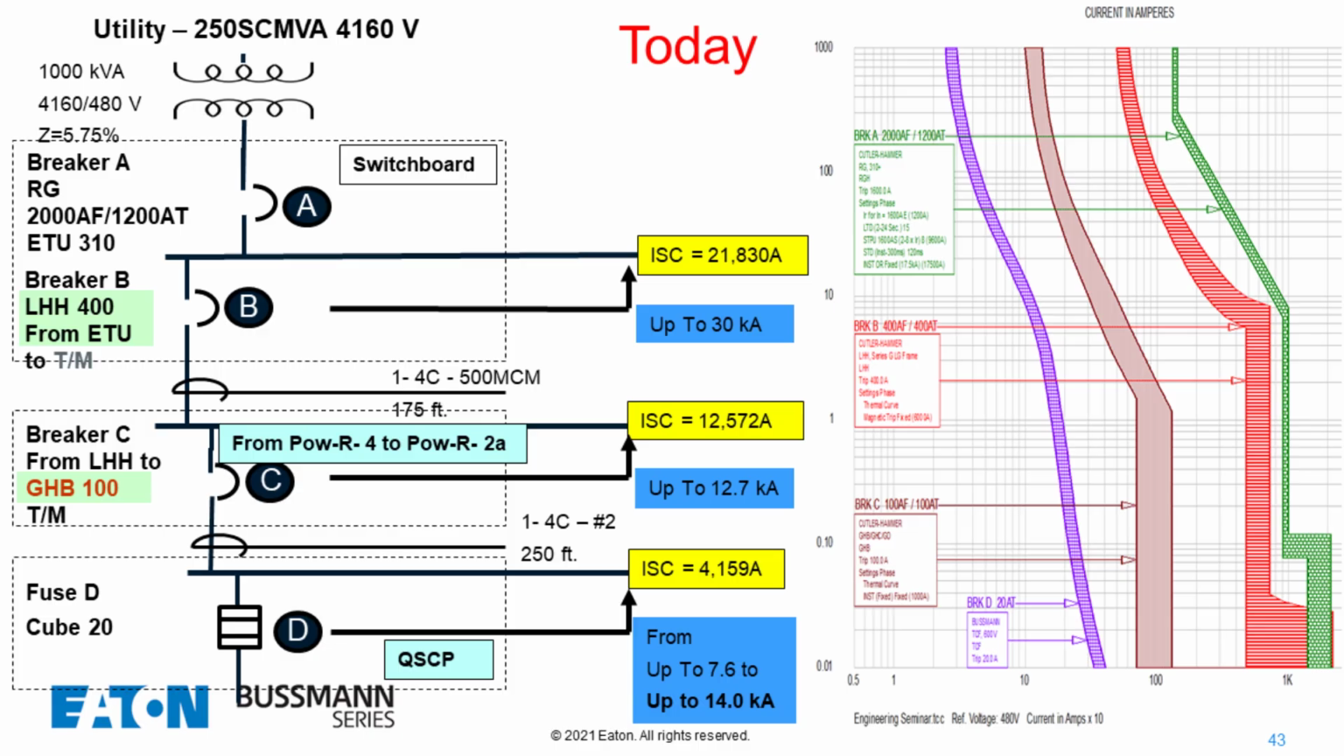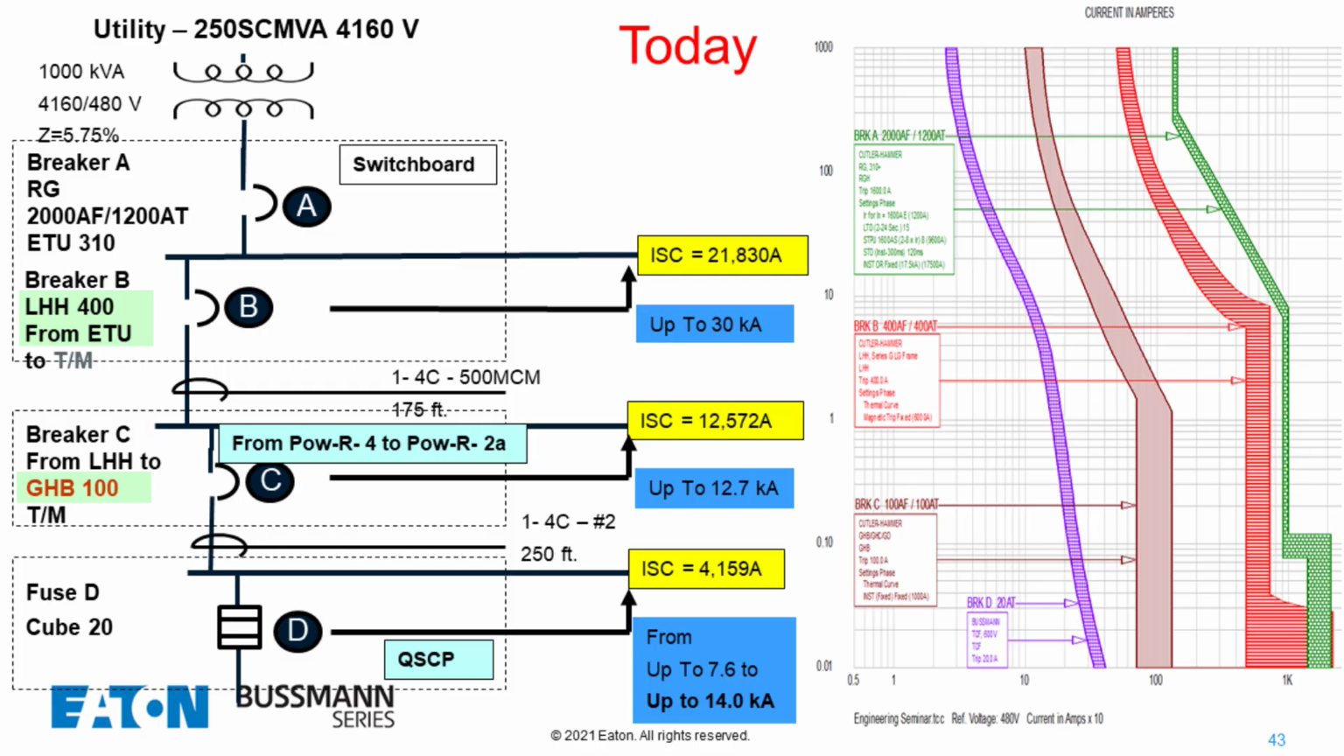So that number 2 conductor that we first installed is now okay to use, because now we can use a GHB 100 amp breaker, and we're still selectively coordinated with that fuse downstream. That also gives us, we get to change circuit breaker B, which is the red curve line.